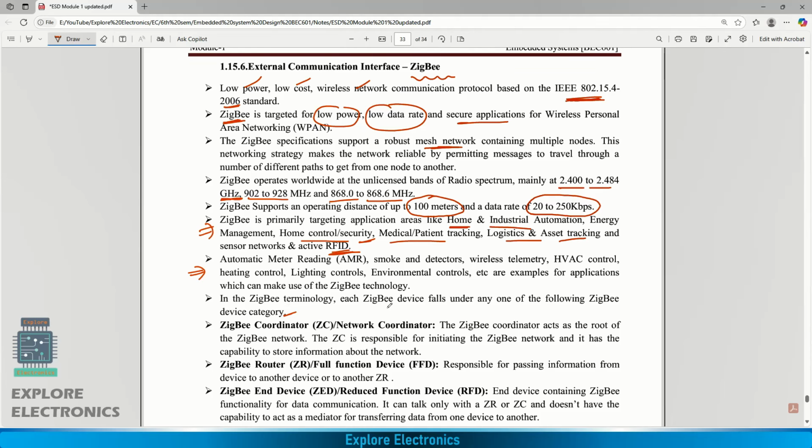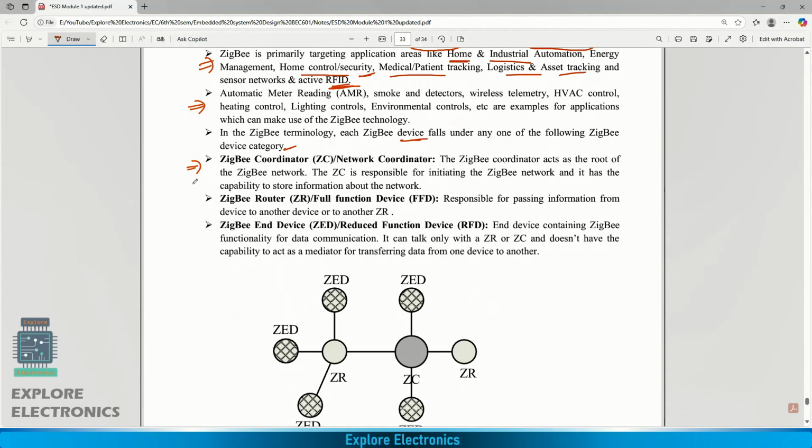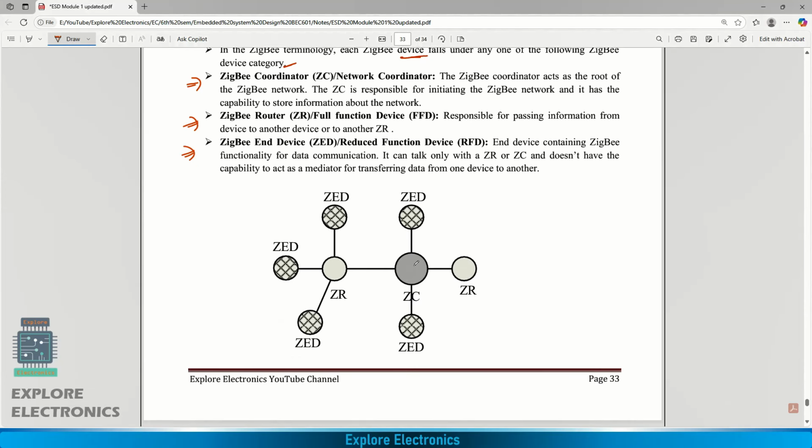In ZigBee terminology, a ZigBee device falls under one of the ZigBee categories. Which are those? ZigBee coordinator, or we call it the network coordinator. The other one is the ZigBee router. Another one is the ZigBee endpoint. You can see here, this will be a coordinator.